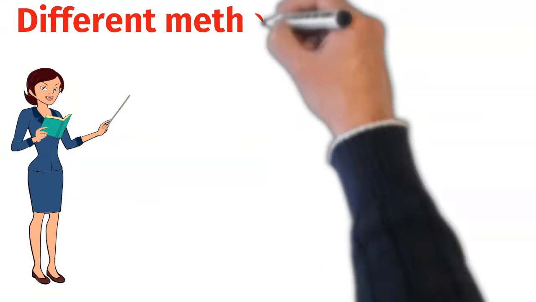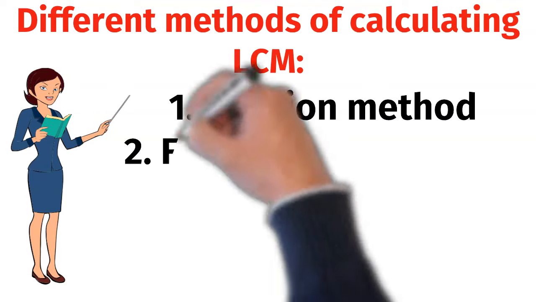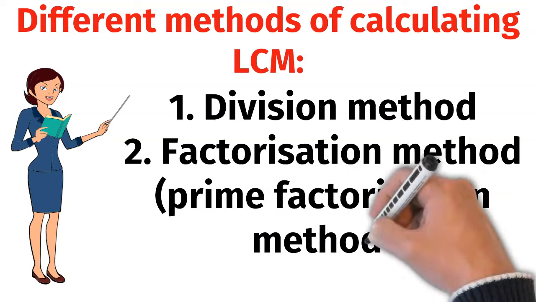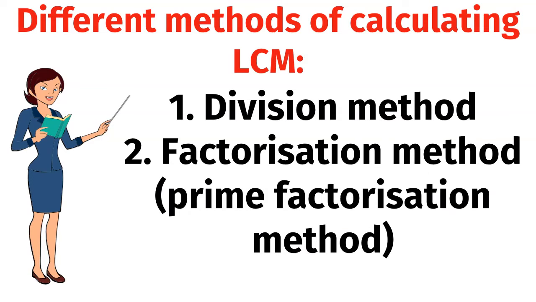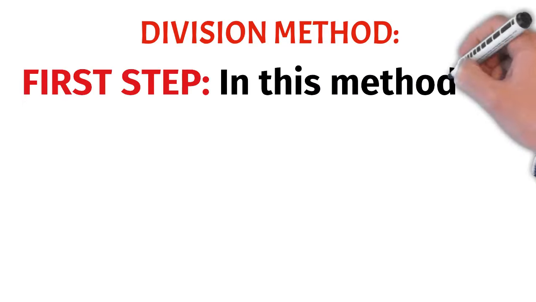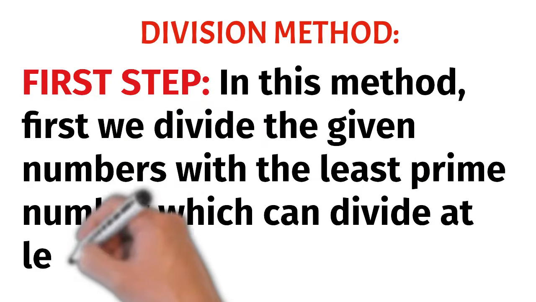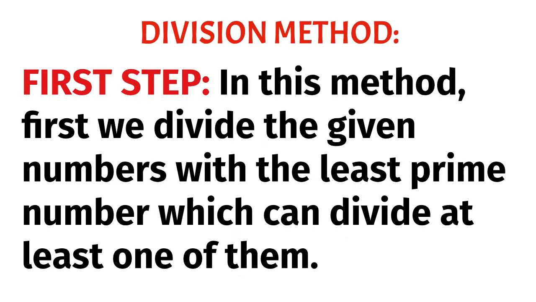Methods of calculating LCM. There are two methods for calculating LCM. They are division method and factorization method. Now come to the first method, that is division method. In this method, first we divide the given numbers with the least prime number which can divide at least one of them.